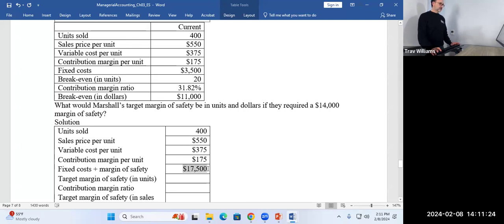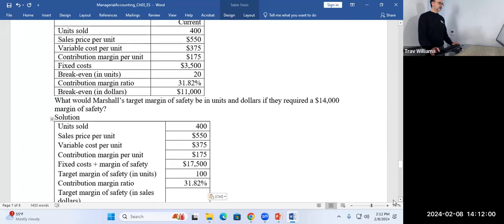Yes, we'll take the fixed costs, well, almost, the fixed cost plus the margin of safety and divide it by the contribution margin per unit. And that will tell us how many units we need to reach that margin of safety. And that comes out to 100 units, right? Okay. Now the contribution margin ratio hasn't changed. I'll copy that down.